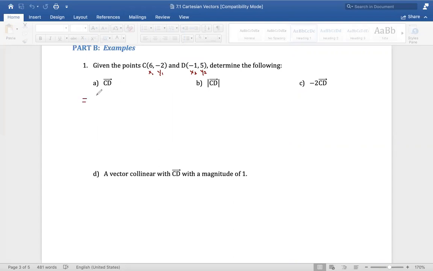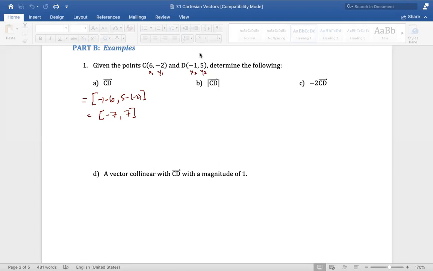So what I'm going to be doing is subtracting my x values and then subtracting my y values. Remember, second minus first. So -1 minus 6, comma, y2 minus y1, 5 minus -2. So then that would be -7 and 5 plus 2, 7. So there we go. That is my vector CD, has that horizontal component and that vertical component to it.